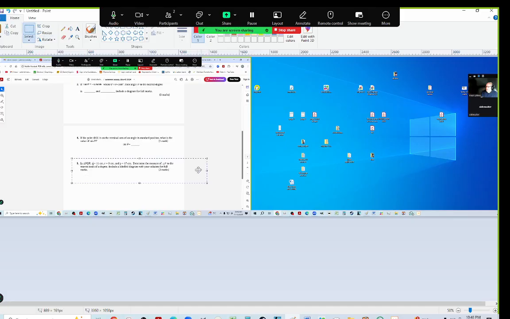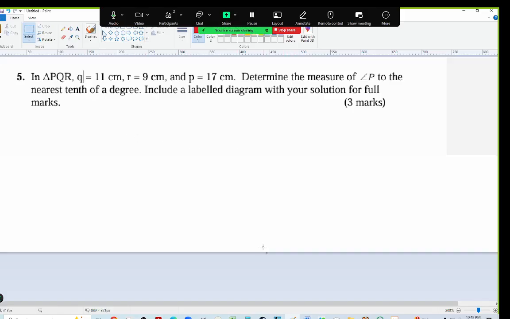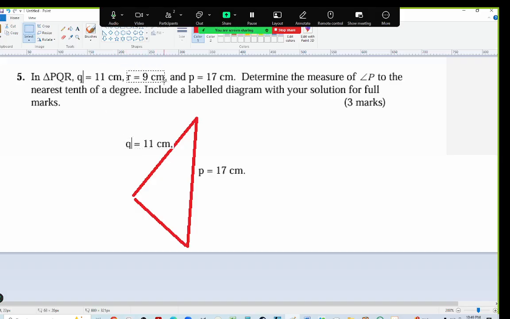So this one, it looks like we have to draw a triangle. It looks like they give us 3 lengths. We're just going to draw a random triangle. There's one line that should be about the same length as that line, and then there's a real long one. We'll call the real long one 17, the second longest one 11, and the shortest one this.